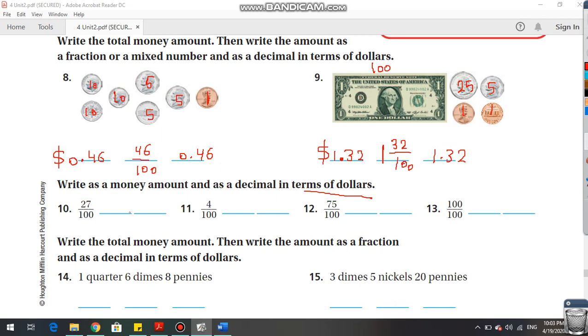Now number 10, write the money amount as a decimal in terms of a dollar. Okay, 27 cents, it's easy, $0.27 in terms of a dollar. So I'm gonna put the dollar sign, or in a decimal, I'm gonna write it again without the dollar sign.